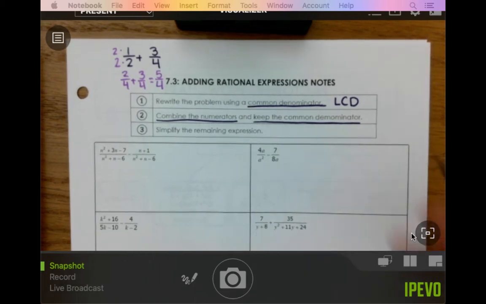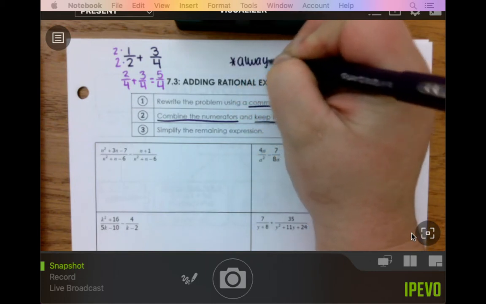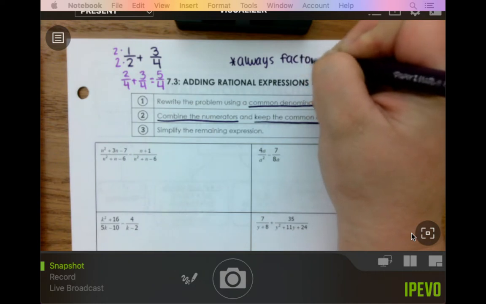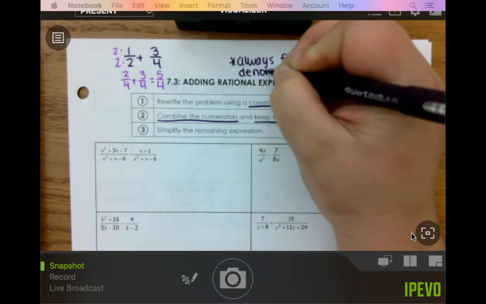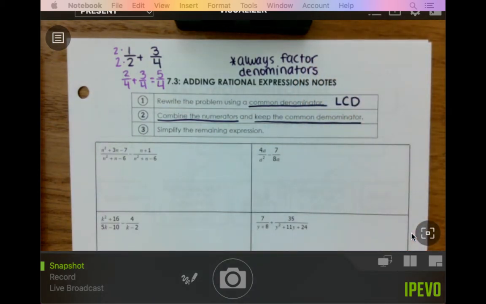The other note we're going to make up here before we start our problems is always factor denominators. They have to be factored, otherwise you won't be able to see what your common denominator is. And one other thing about this is you don't want to unfactor them. You want to keep them factored so you can see what crosses out. There is only one thing that we will actually multiply together, and that is the numerators, and I'll show you why when we get to an example that has it.